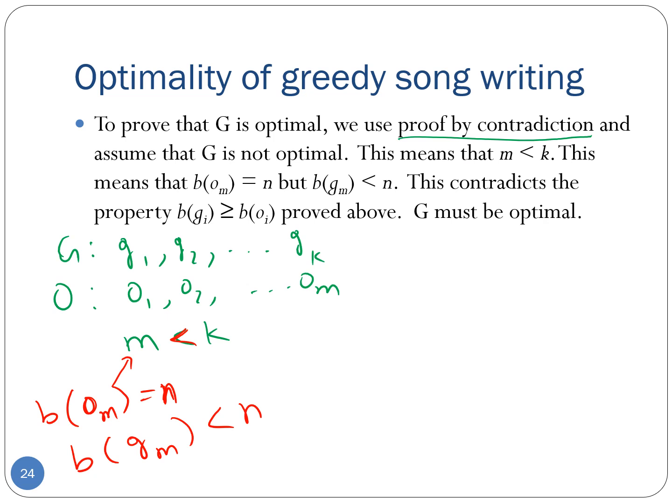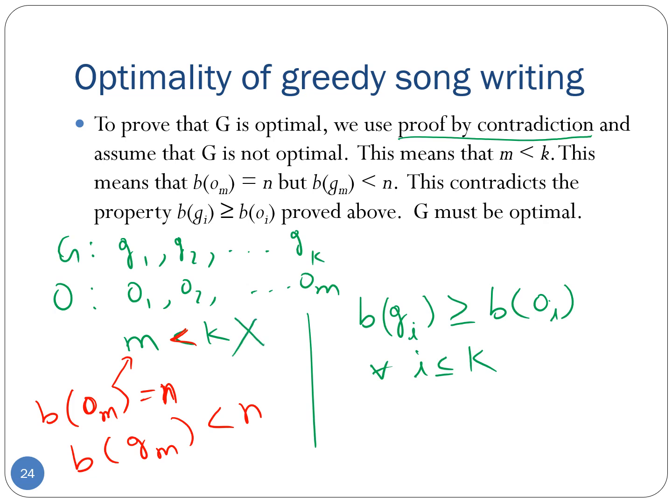Now notice, this basically contradicts our hypothesis. We just proved that B of G_i should be greater than or equal to B of O_i for all i less than or equal to K. So this is not going to be possible. The optimal algorithm cannot beat the greedy algorithm, and the greedy algorithm must be optimal.